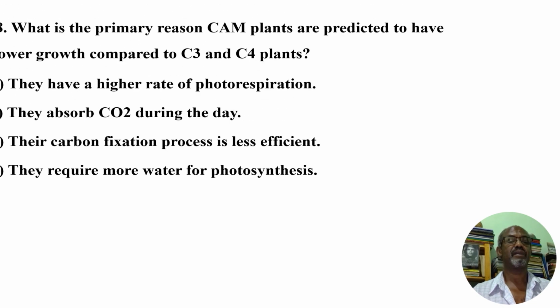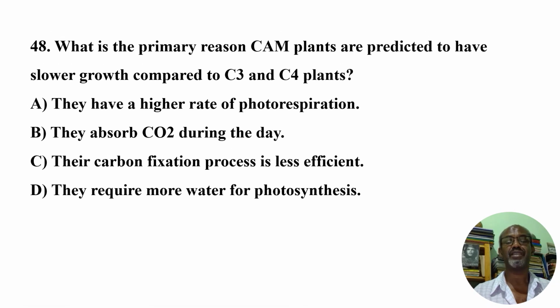Okay, question number 48. What is the primary reason CAM plants are predicted to have slower growth compared to C3 and C4 plants? Of course, the problem of water. They are desert plants, scarcity of water, of course. They require more water for photosynthesis.